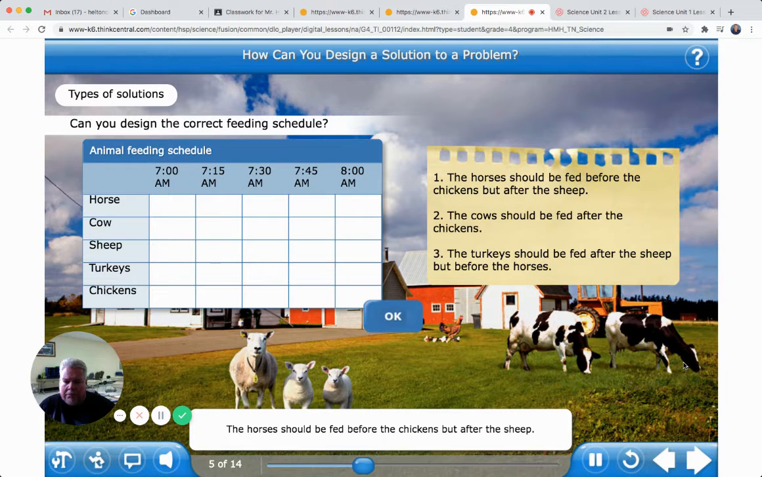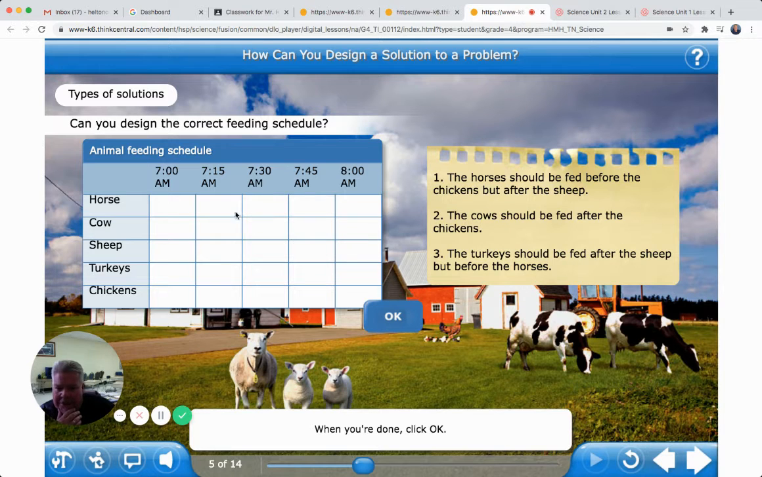1. The horses should be fed before the chickens, but after the sheep. 2. The cows should be fed after the chickens. 3. The turkeys should be fed after the sheep, but before the horses. You must design the feeding schedule to match his instructions. How would you go about solving this problem? Can you fill out the feeding schedule correctly? Mark the schedule in the table by entering an X in the correct cells. When you're done, click OK.